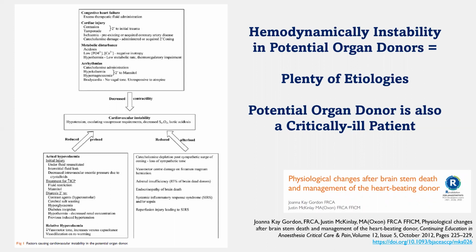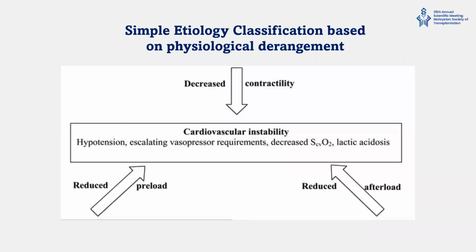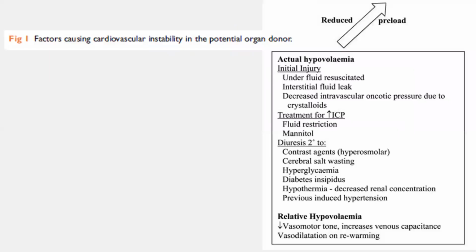As you can see here, this busy slide infographic explains the multitudes of etiology towards hemodynamic instability in brain dead patients. A simple etiology classification based on physiological derangement includes a reduction in preload, reduced afterload, and decreased contractility. These are the three aspects that you can think of when you talk about cardiovascular instability, manifested by hypotension, escalating vasopressor requirement, decreased SvO2, and lactic acidosis. So, factors causing cardiovascular instability in the potential organ donor.